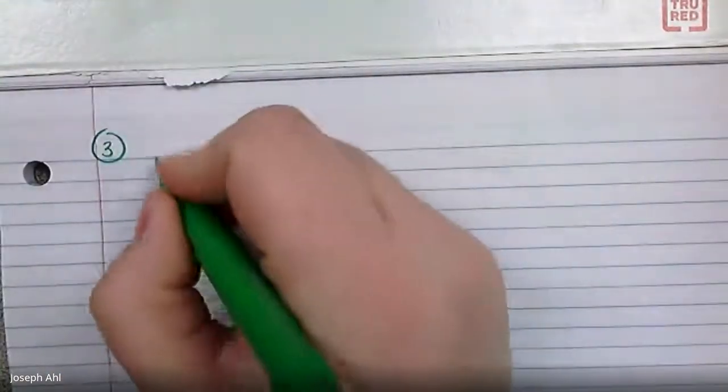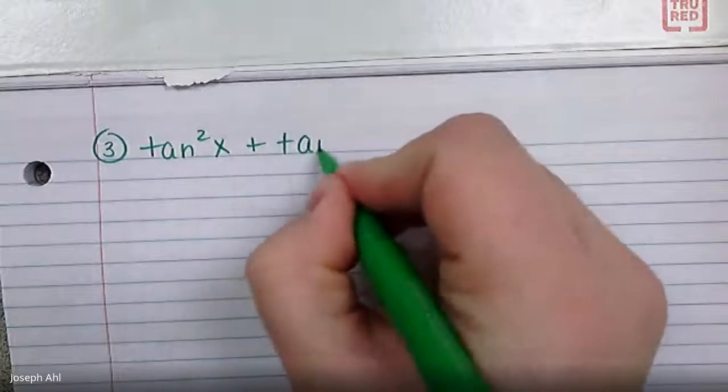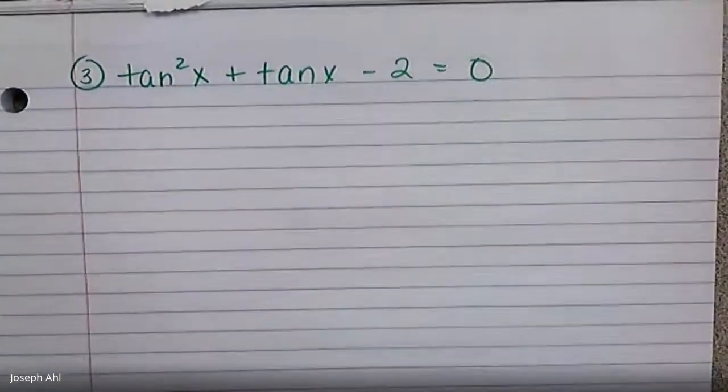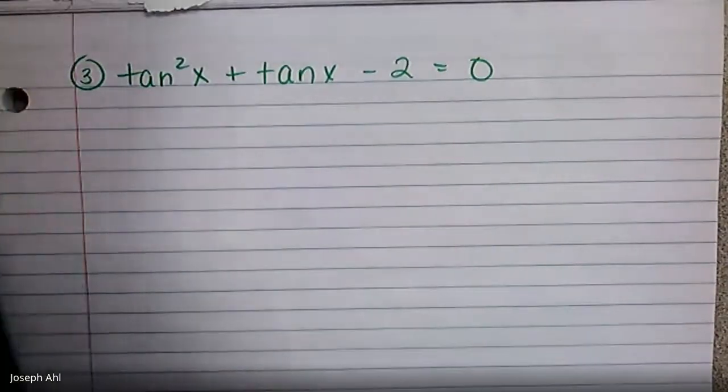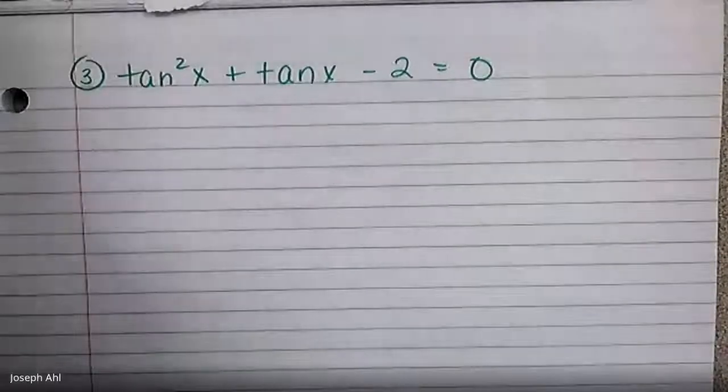I won't do the inequalities for this one, but we are going to do one more. All right, last one for today is let's solve the equation tan squared x plus tan x minus 2 equals 0. And if you're writing this down and you're like, gosh, why does that look so familiar? I feel like we just did this. Well, we kind of did. We just did sine squared plus sine minus 2. What about tan squared plus tan minus 2?